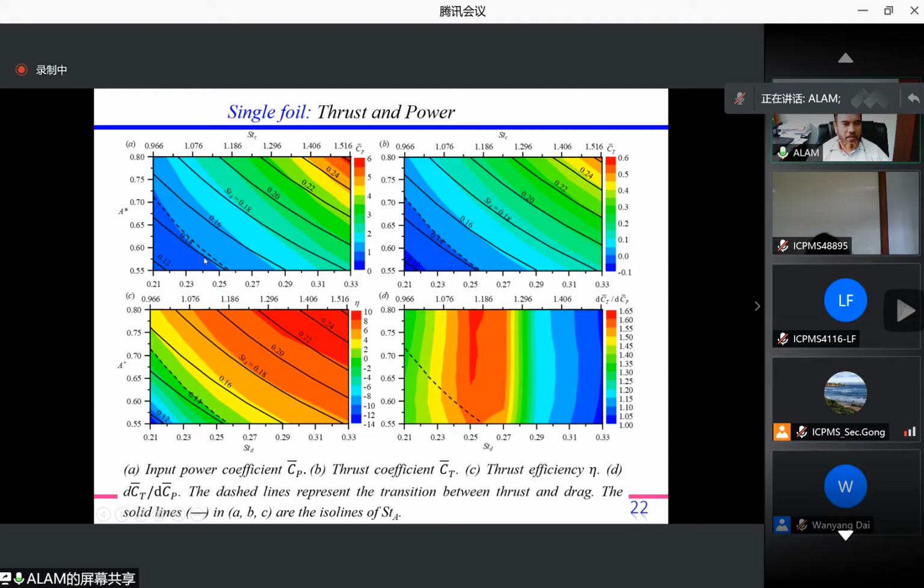This dashed line is the drag-thrust boundary. This is the drag region and this is the thrust region. This is the thrust region and this is the drag region.